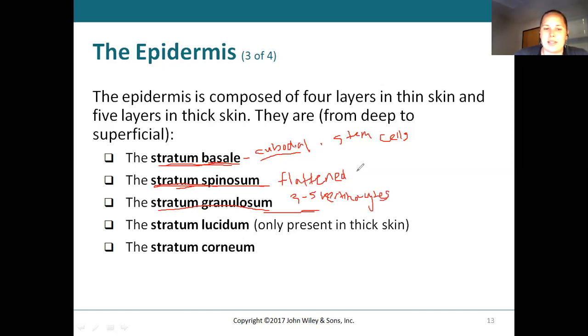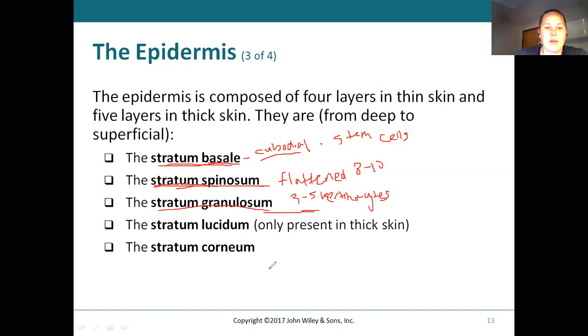So this is 8 to 10 layers here. And these 3 to 5 layers of keratinocytes, you're starting to see the keratinocytes go through the process of apoptosis, or cell death. The more superficial these cells get, the closer they get to dying, and then providing those outer layers of skin.